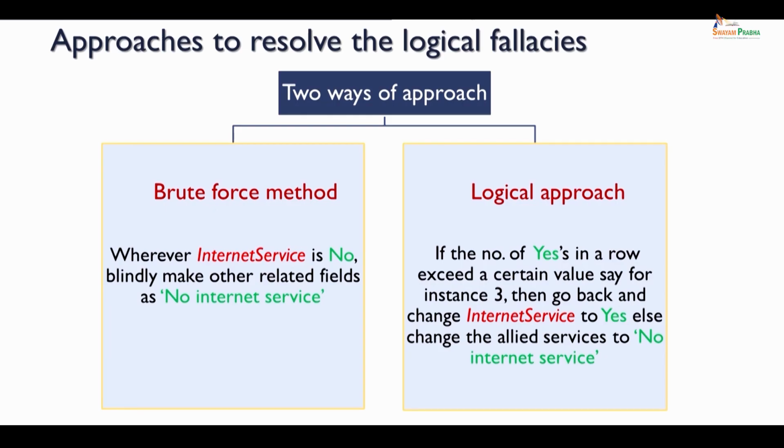But there is a logical approach where we can check if the number of S's in a particular row exceeds a certain value, say for instance 3 here, then we can go back and change internet service to S. Otherwise, change the allied services to no internet service, because there is a possibility that an internet service entry can be a typo. Instead of no it can be written as S, or vice versa, but there is no possibility to have typos in 3 other columns. So, this is one approach.